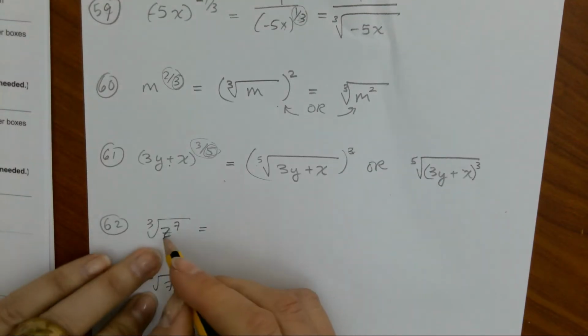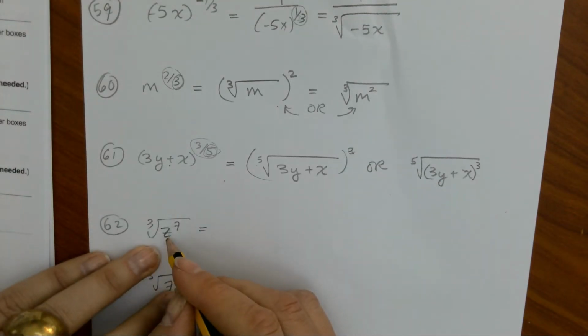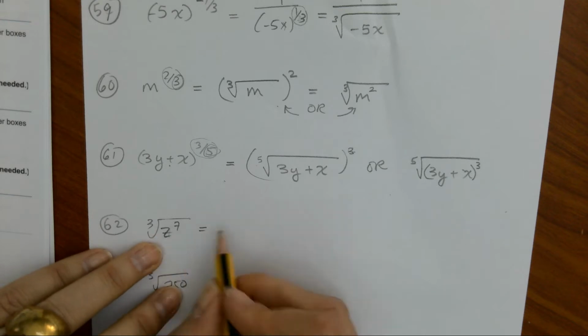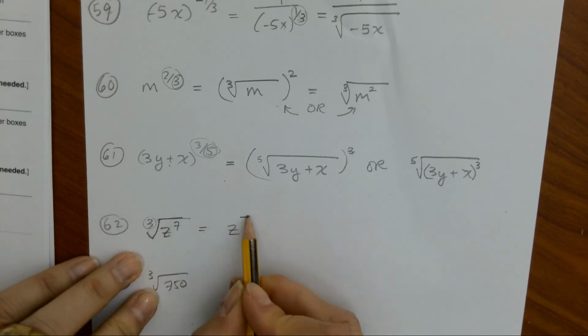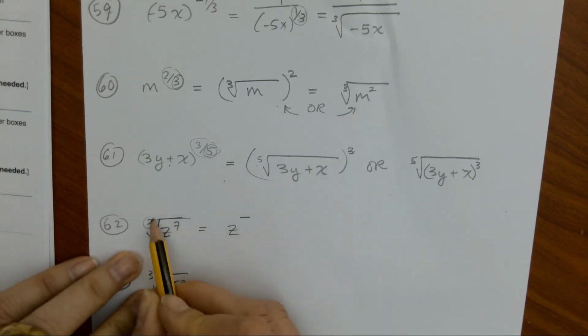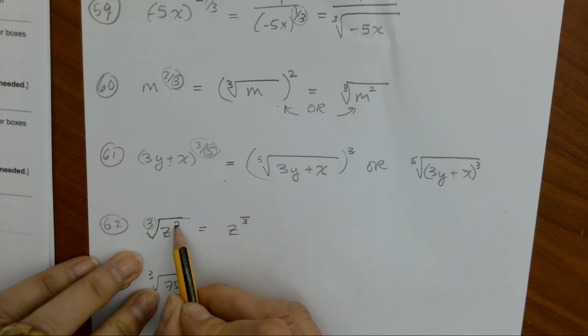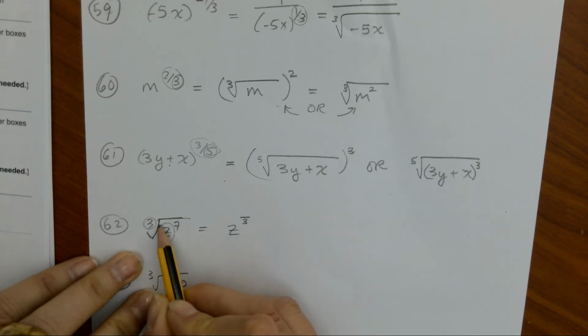So I have to write this. It says write this in exponential form. Because it's a radical, I know it's going to be a fractional exponent. So this goes on the bottom, and this, because this is on all of this inside here, goes on the top.